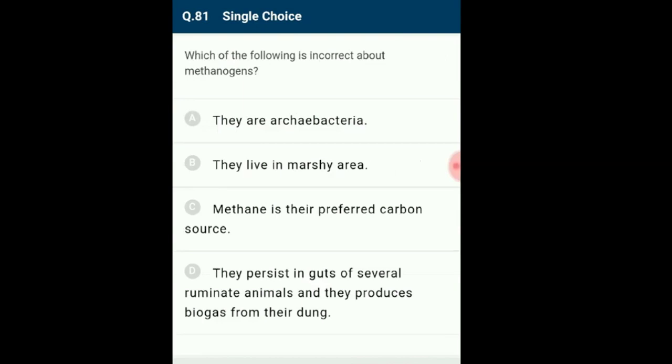Question number 81. Which of the following is incorrect about methanogens? Methanogens are archaebacteria which live in marshy areas and produce methane. They cause the anaerobic breakdown of organic matter to produce methane. They are commonly present in the guts of ruminant animals and produce a mixture of methane, carbon dioxide and hydrogen, commonly known as biogas. So the answer is option C. Methane is their preferred carbon source. So that is incorrect about methanogens.